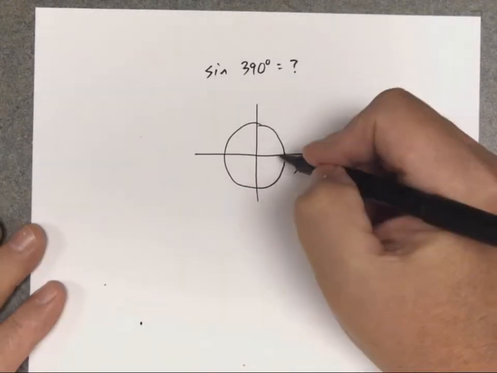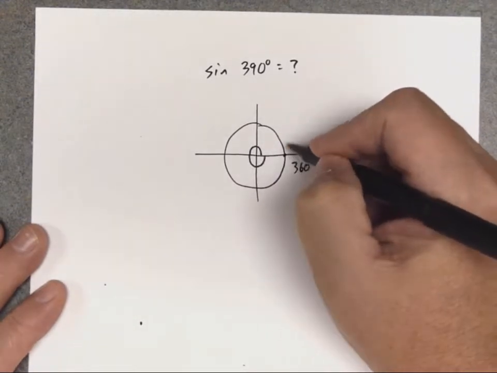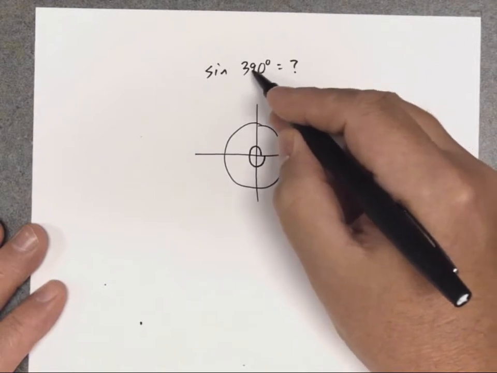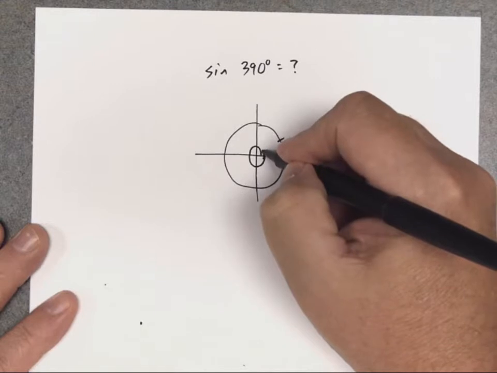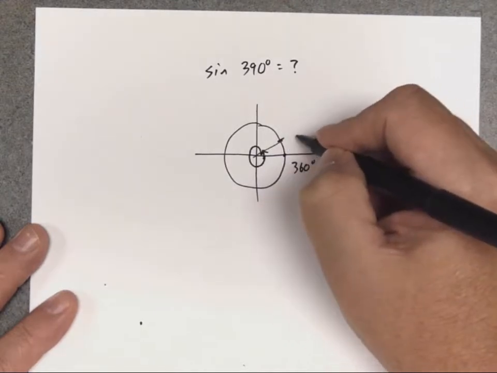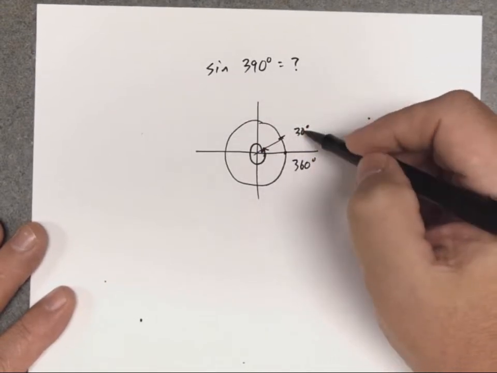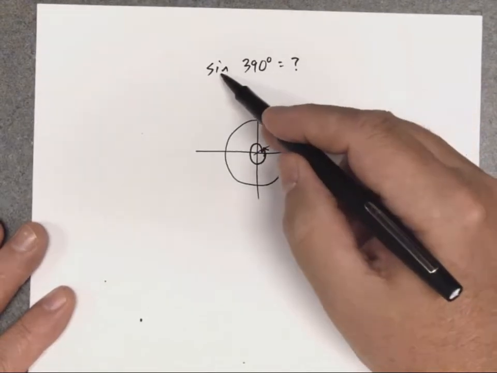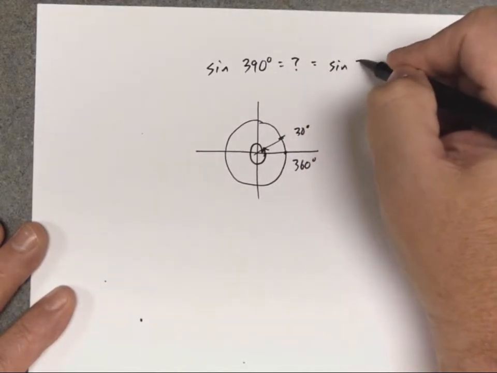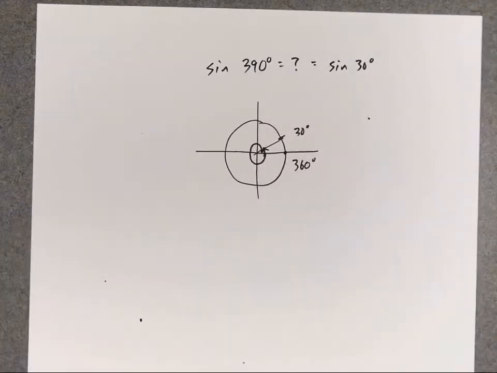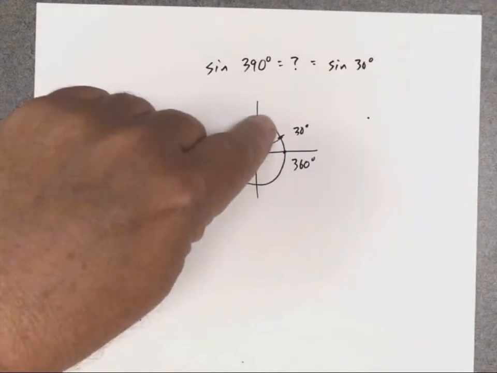Well, all you do is, one trip around was 360. I need to go 30 more degrees. So you go 30 more degrees to right here. What you're really looking at is the sine of a 30-degree angle. In other words, the sine of 390 degrees is really going to be the same thing as the sine of 30 degrees. Because once you start going around the unit circle, you just start repeating yourself.